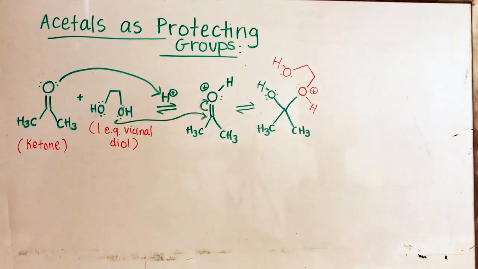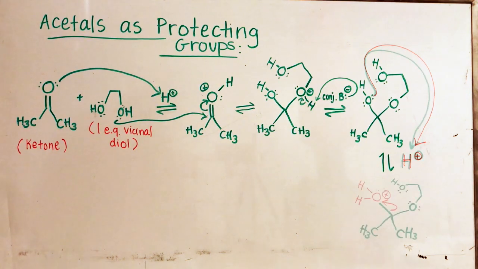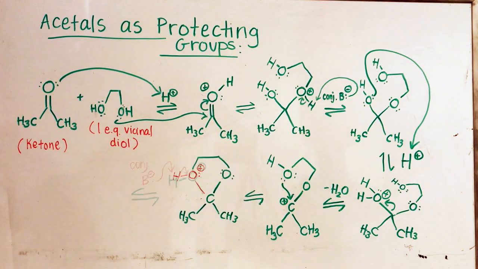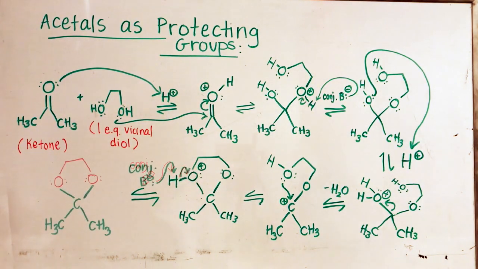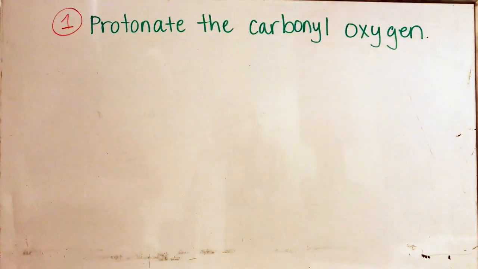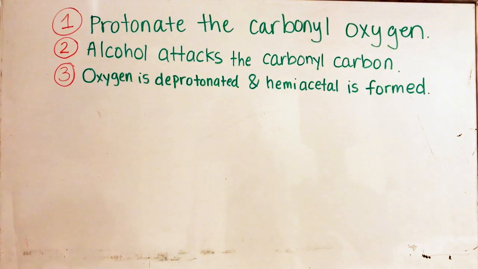So I hope this example really helped you master acetal-hemiacetal formation and learn how to form a cyclic acetal protecting group. Now, I want to run through a couple steps that'll help you nail this mechanism every single time. First, protonate the carbonyl oxygen. Two, alcohol attacks the carbonyl carbon. Three, oxygen is deprotonated and the hemiacetal is formed.